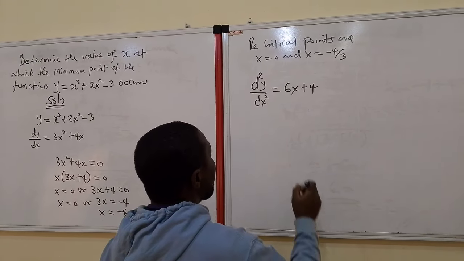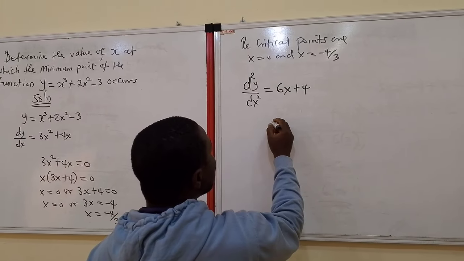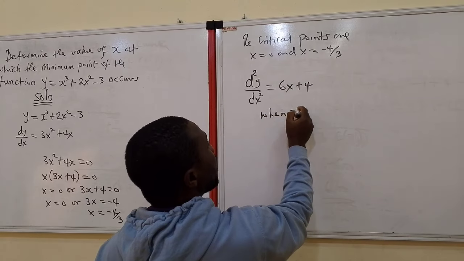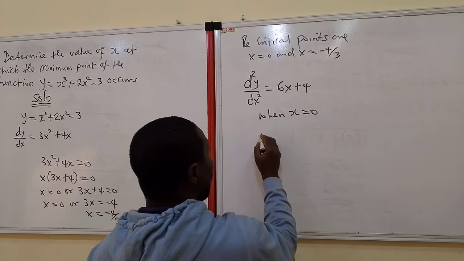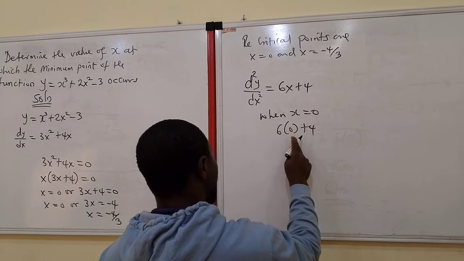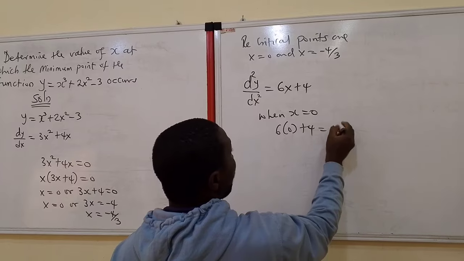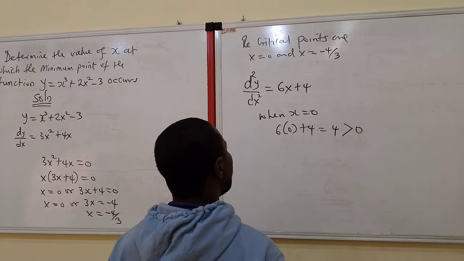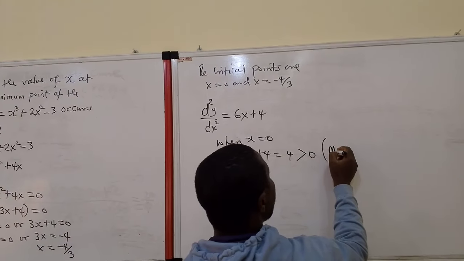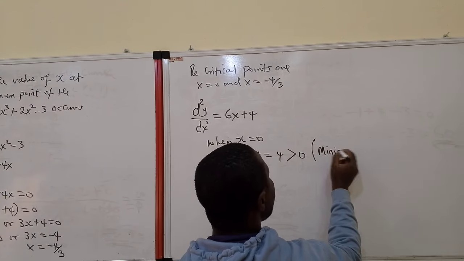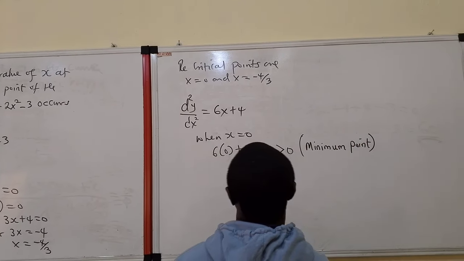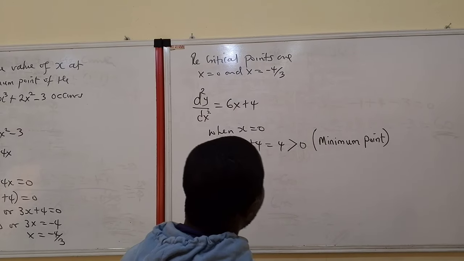So let's do that. This should give me 6 into, that is when x is 0. When x is 0, now let's try it. I have 6 into 0 plus 4. That is 6 times 0 is 0, and 0 plus 4 is 4. But 4 is greater than 0. Because 4 is greater than 0, that is a minimum point.